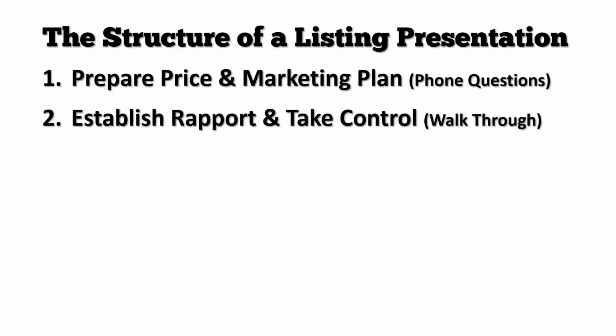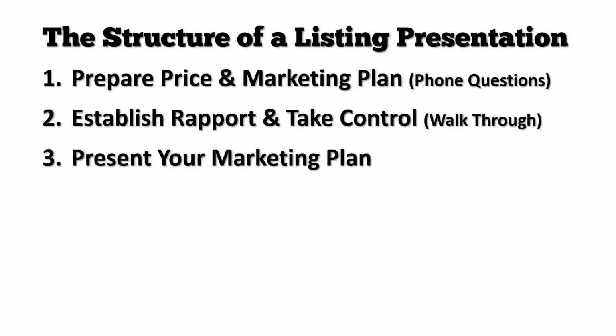Step two, establishing rapport and taking control when you get to the house. Take control of the situation, directing them where you want them to sit, directing the conversation to where you want it to go, and doing the walkthrough of the house, making sure while you're doing the walkthrough not to talk about price or staging or marketing. Step three, present your marketing plan. Although with sphere of influence, you may not need to do that, or not do it nearly as thoroughly.